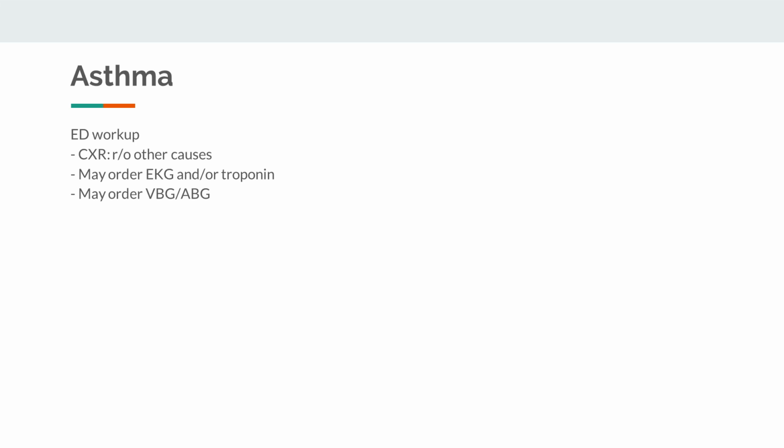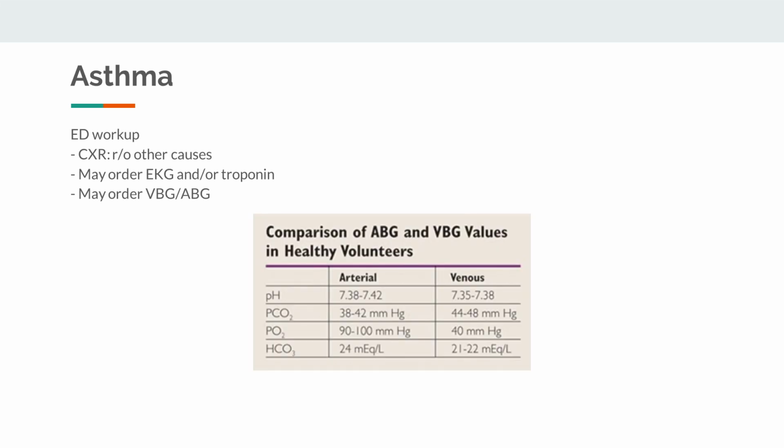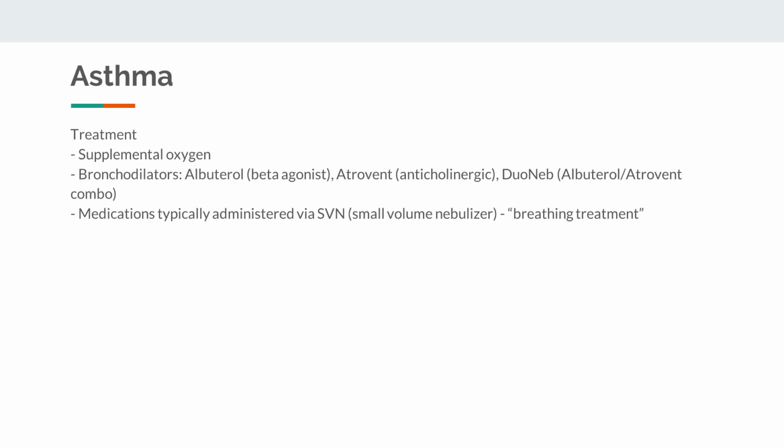Sometimes the docs will also get a VBG or an ABG. VBG, or venous blood gas, and ABG, or arterial blood gas, are blood tests that can better assess how well the patient is oxygenating. Some of the differential may include anaphylaxis, aspiration, airway obstruction such as foreign body, pneumothorax, and pulmonary embolism. The best thing we can do for asthma patients is provide them with medications that will open the airways back up.